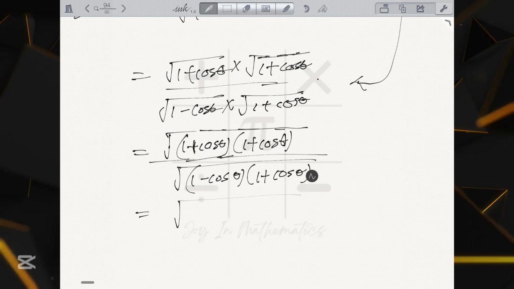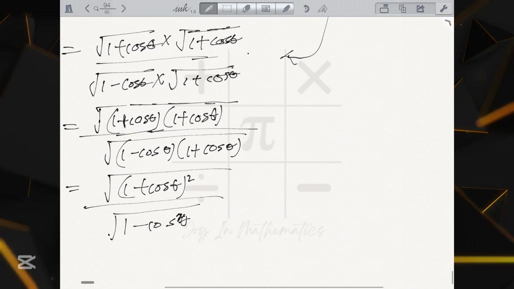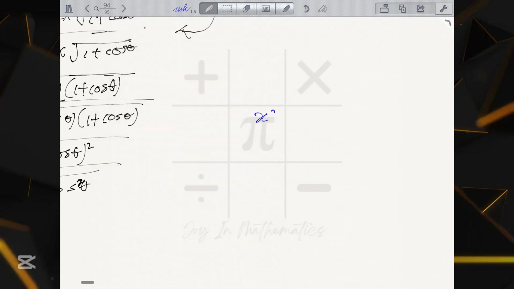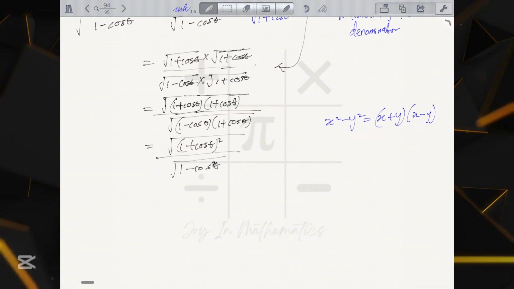Now the numerator will be 1 plus cos theta squared, and the denominator will be the square root of 1 minus cos squared theta, because we're applying the difference of two squares. In the difference of two squares, we understand vividly that x squared minus y squared is equal to x plus y multiplied by x minus y. This we applied in the last lesson video.